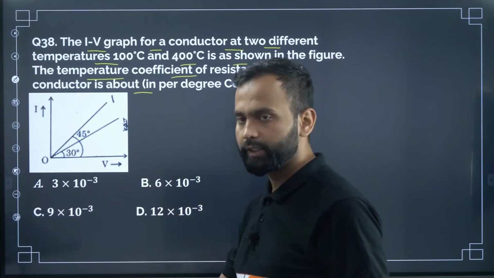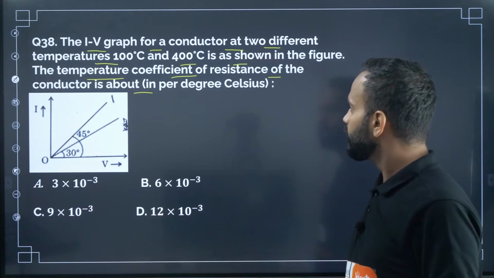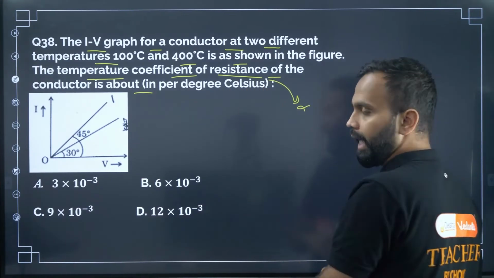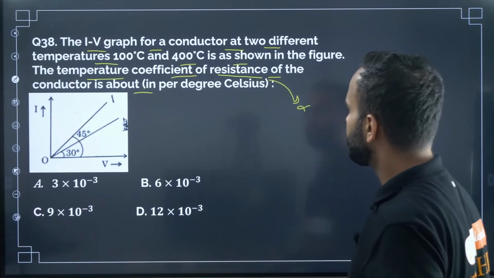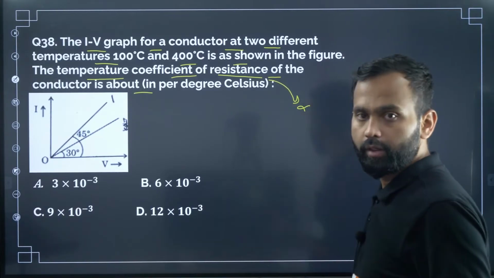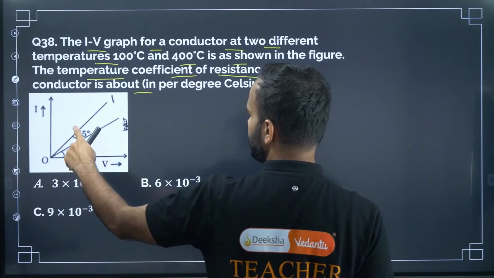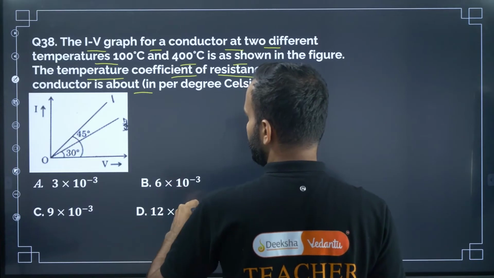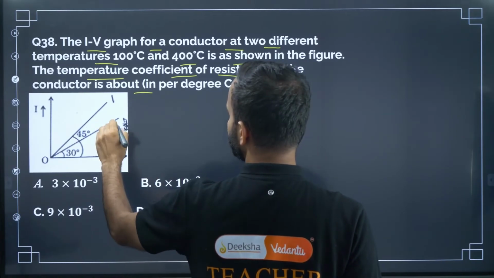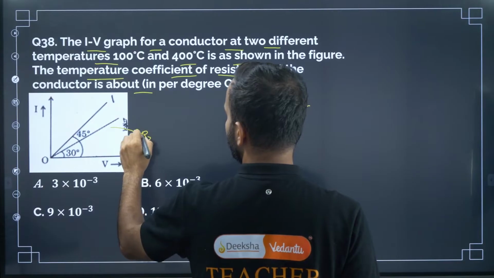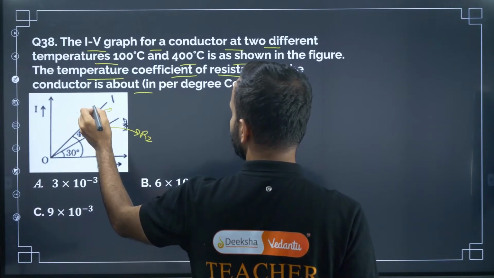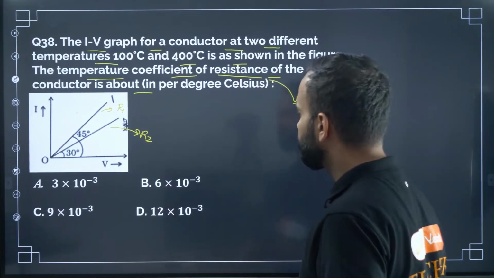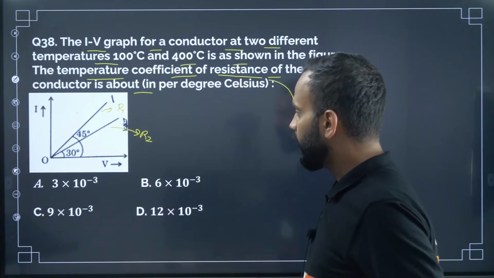Okay, an I versus V graph is given, right? So we need to find the temperature coefficient, that is the value of alpha. Let us find the resistance of the conductor. Here this one is R2, and this one is R1.